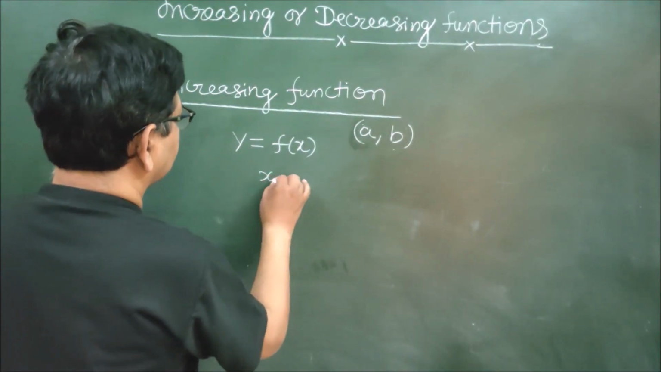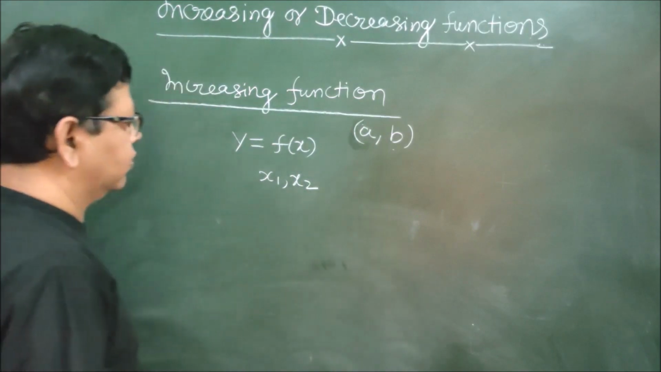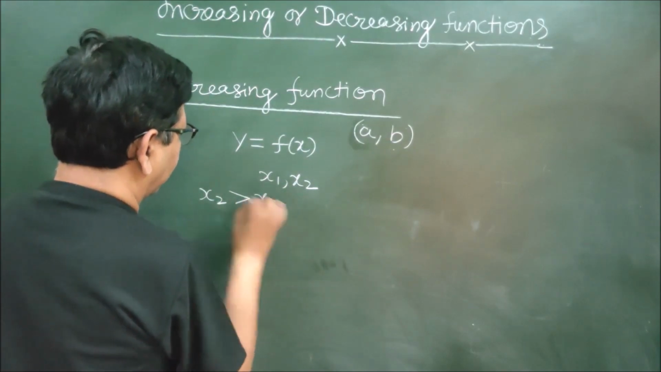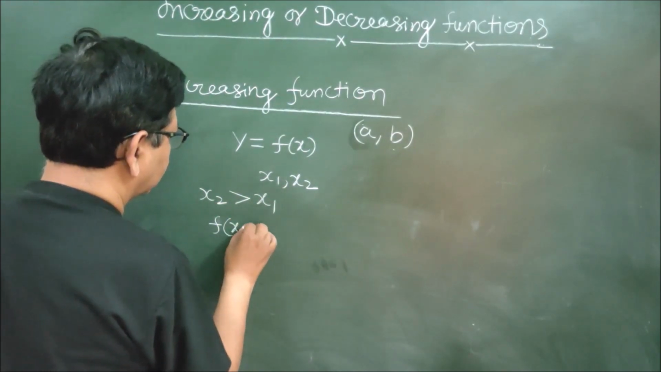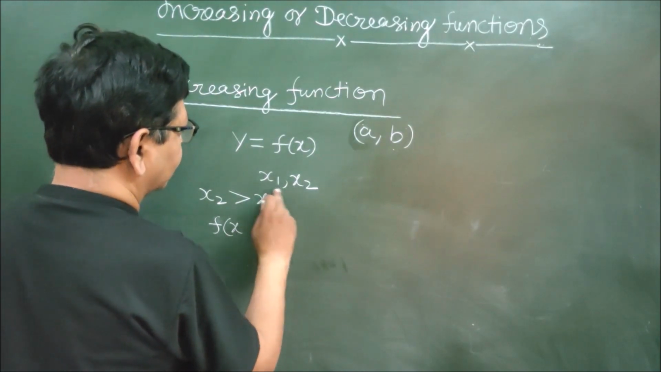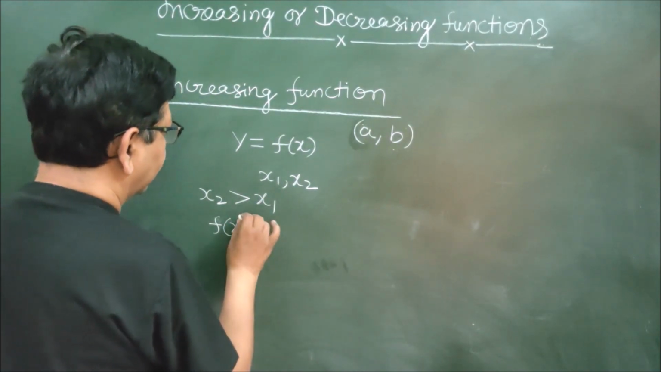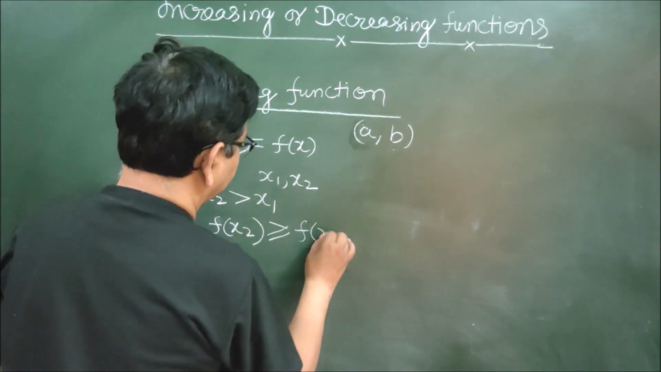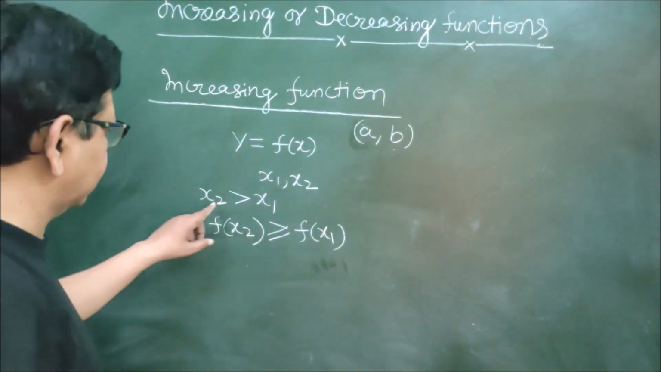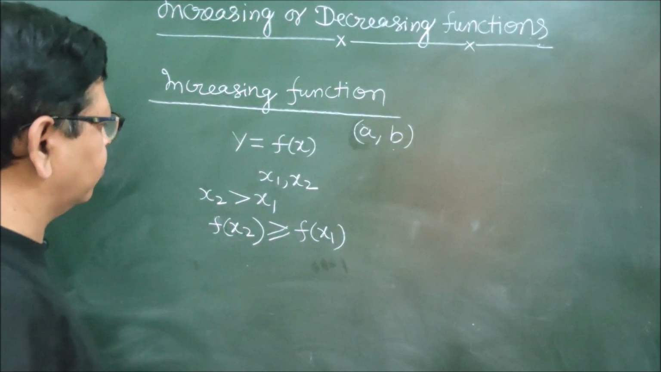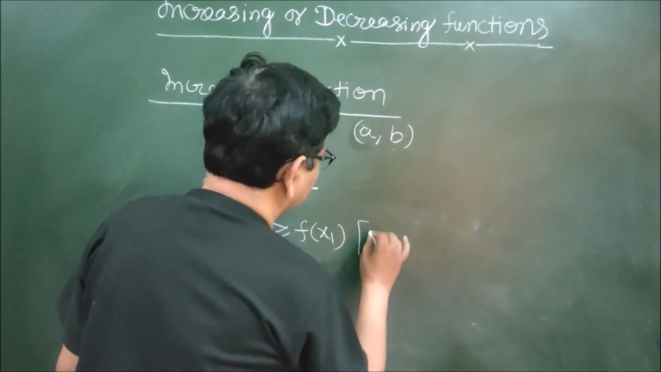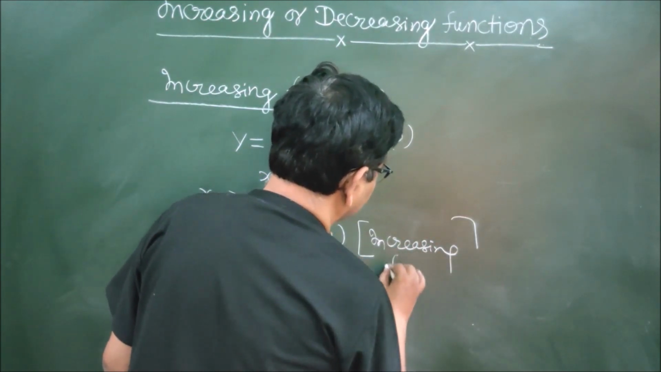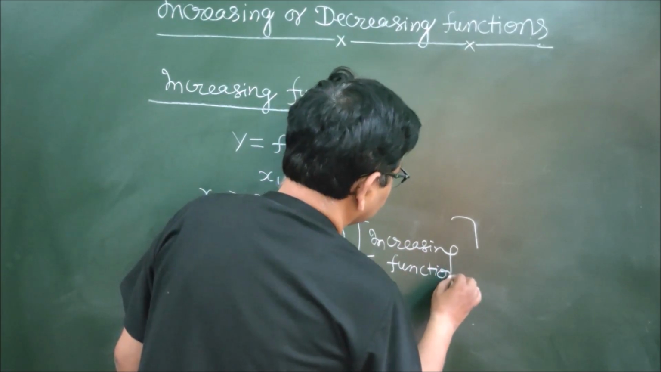Now let us consider any 2 points x1, x2 in the interval, and x2 is greater than x1. Now if f(x2) is greater than or equal to f(x1), means on increasing the value of x, the value of the function is also increasing or equal to, then it is said to be an increasing function. We can consider any point in the interval a comma b.